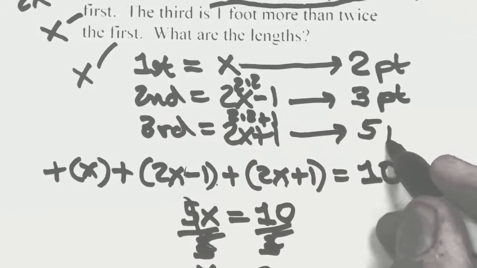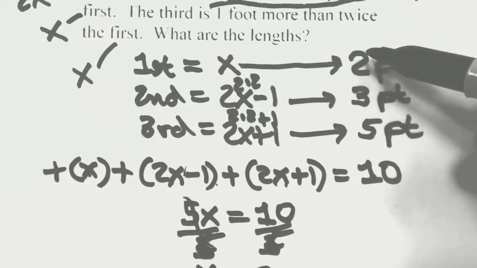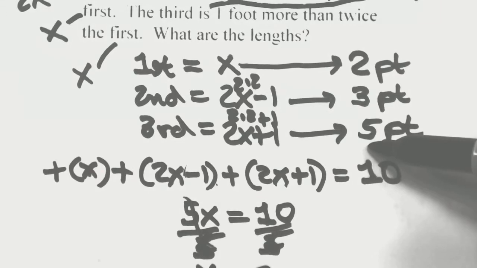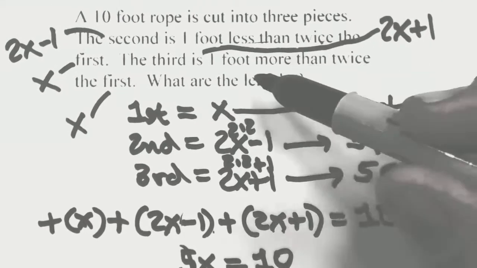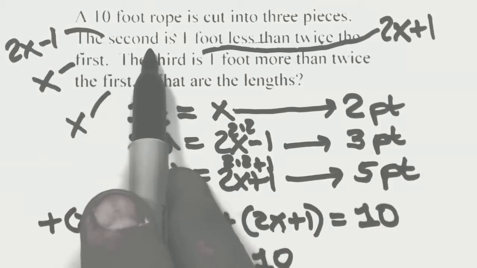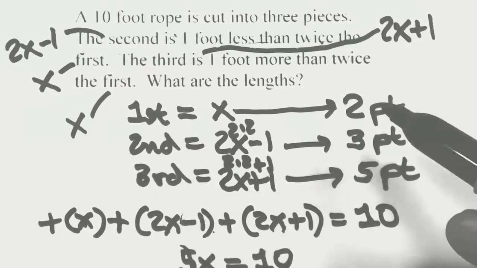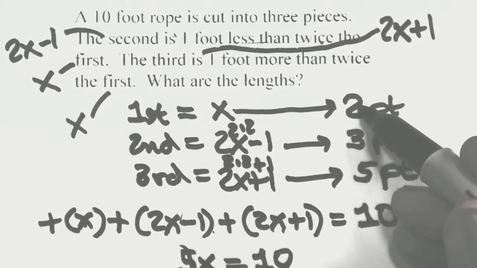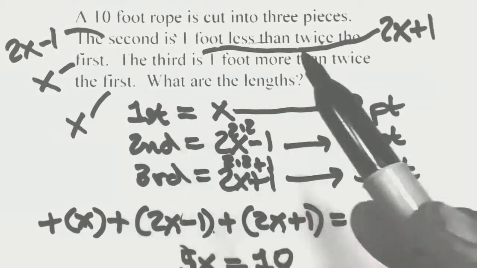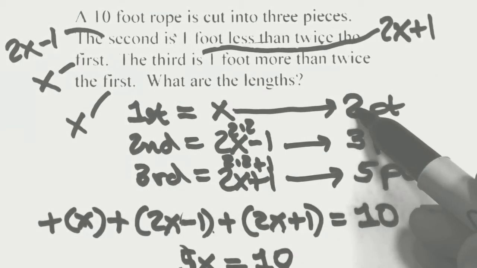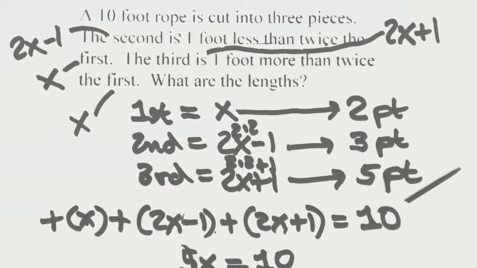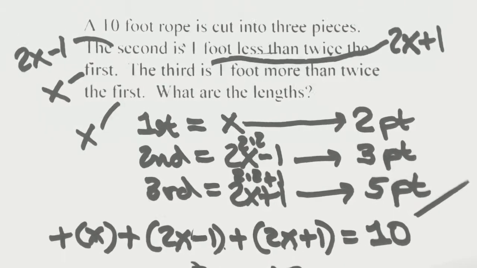Okay, now, first off, what's the total length? Well, 2 and 3 is 5, plus 5 more is 10, so we've got the 10-foot length of the rope correct. Remember, the rope had to be 10 feet up here. Now, let's check out the relations. The second is 1 foot less than twice the first. Well, if we take twice the first, that would be 4 feet. 1 foot less is 3. That looks good. The third is 1 foot more than twice the first. Well, twice the first is 4, and 1 foot more equals 5. So again, checking it against the words, we can tell that we're correct the whole way.